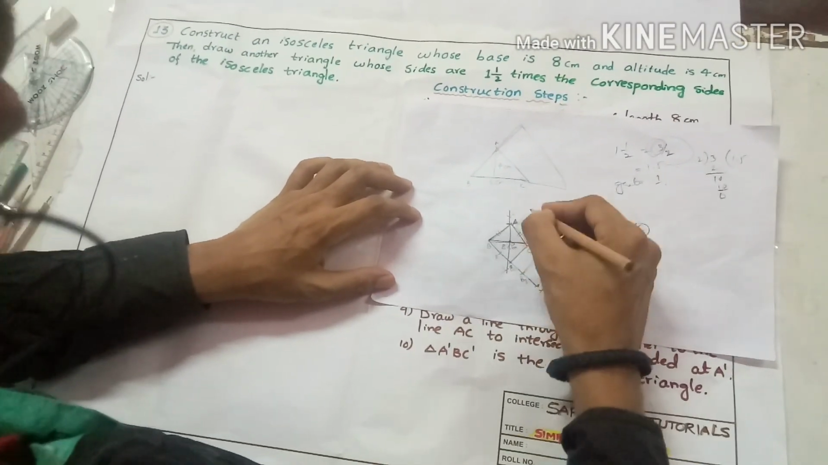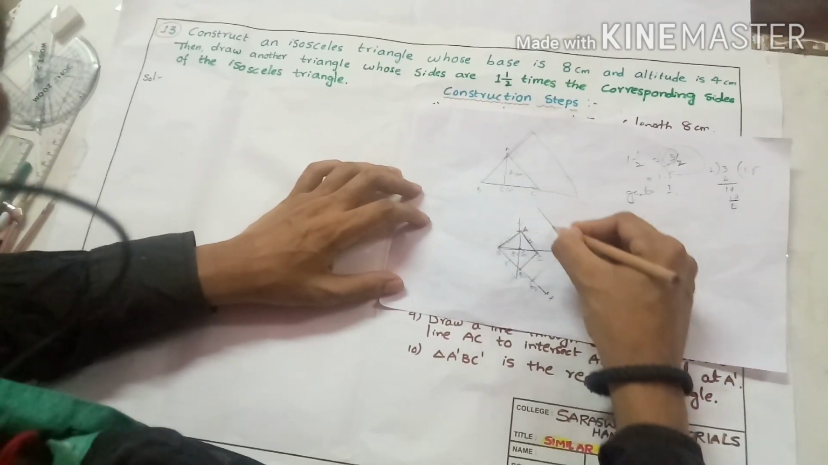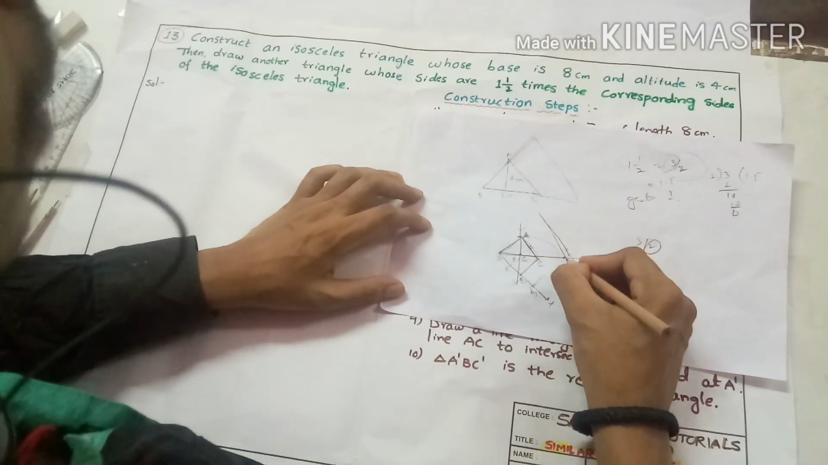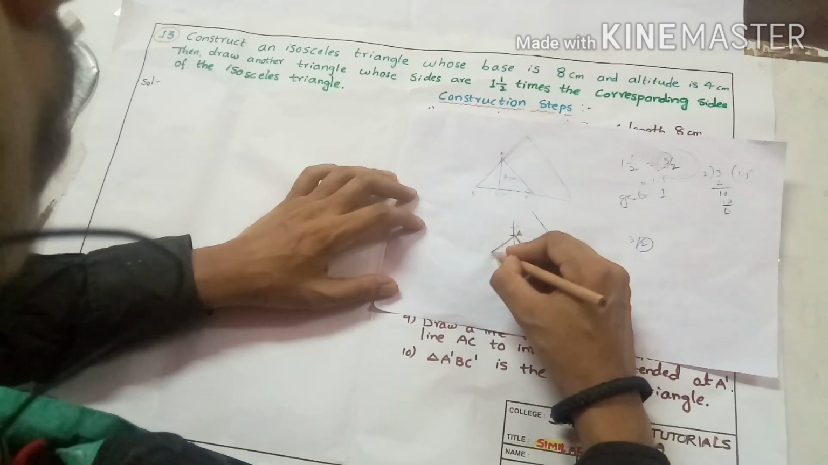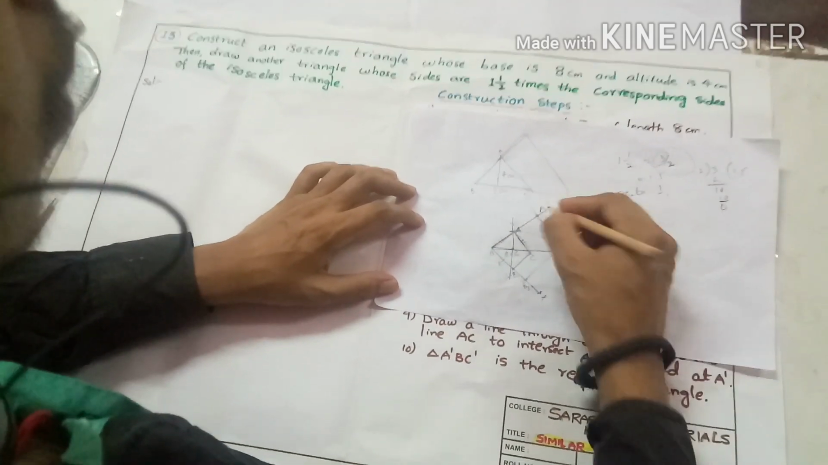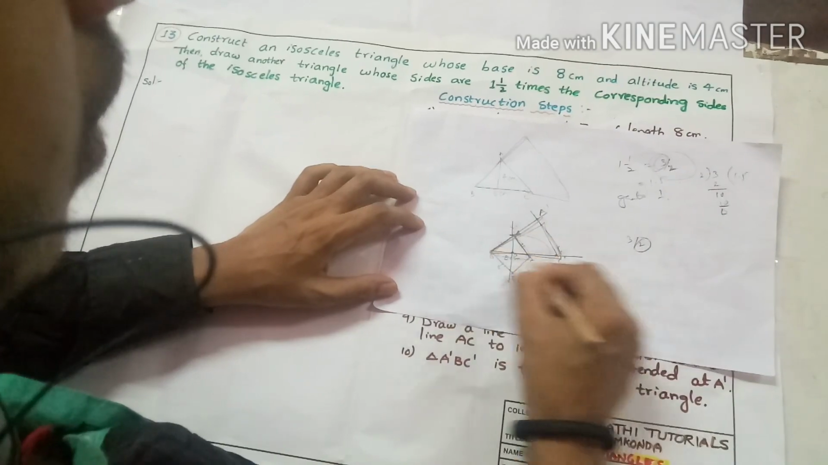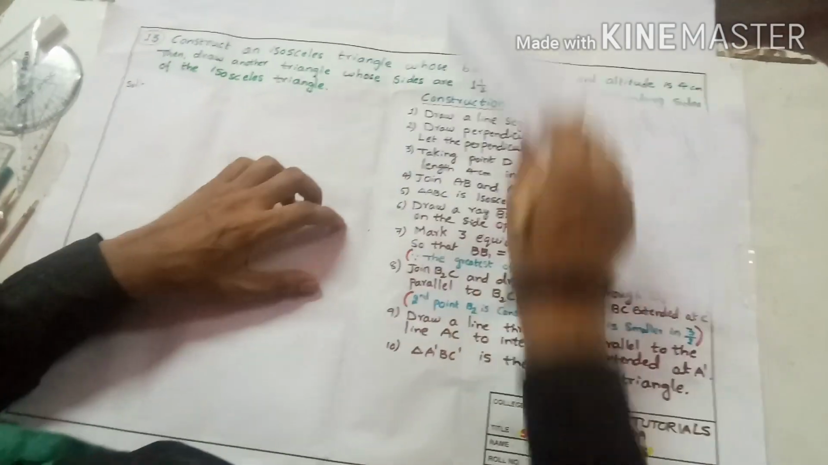Again from C dash, draw a line parallel to AC. This line must meet BA produced at A dash. So A dash, B, C dash is the required triangle. So let us now draw.